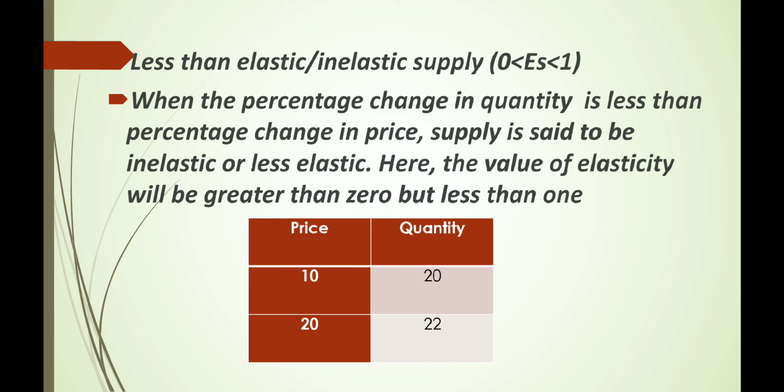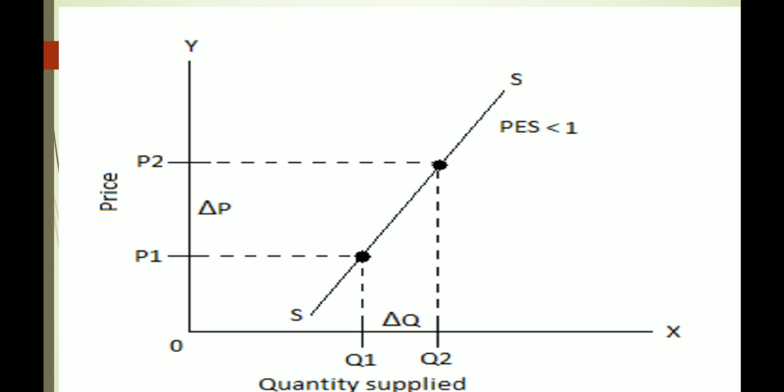Here price increases from 10 to 20 but the quantity increases from only 20 to 22. So change in quantity supplied is less than change in price. This is supply curve. So less than elastic supply curve or inelastic supply curve. SS is positively sloping originating from x-axis.